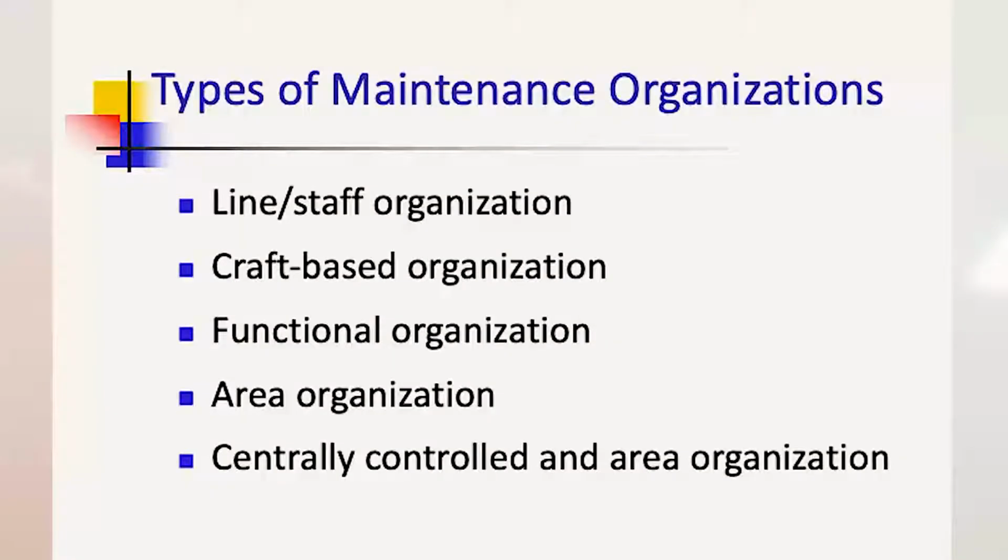So I want to look at about 5 different maintenance organizations or maintenance arrangements, how staff can be organized and controlled for them to deliver their job effectively. We have the line staff organization, the craft-based organization, the functional organization, the area organization, and then the centrally controlled and area organization merged together to function as an approach to maintenance. To begin with, let's look at the line staff organization.